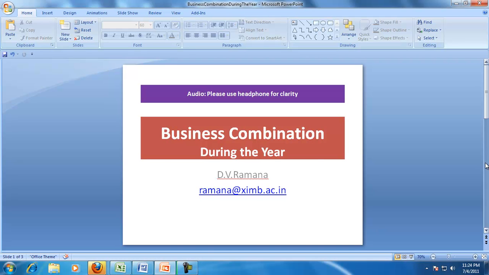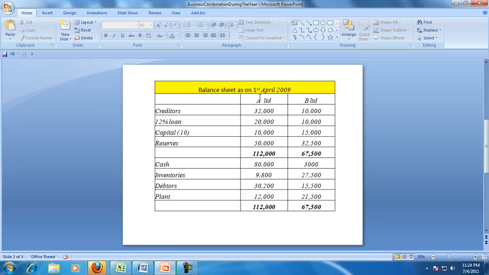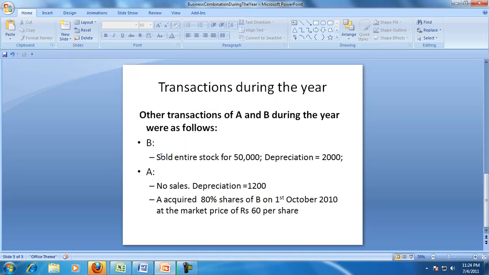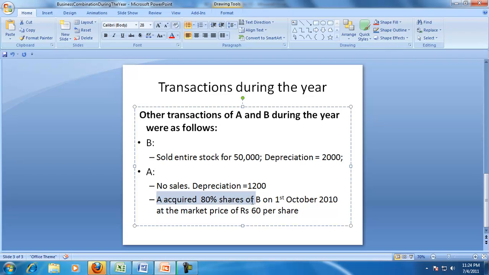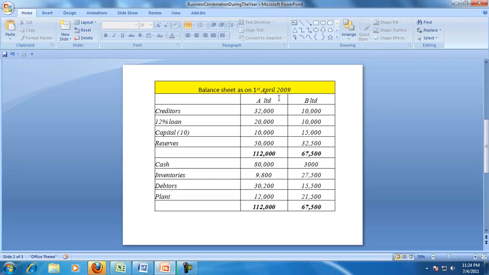For that, let us take an example. A and B are two companies, and A is acquiring shares of B with the following conditions. A acquires 80% stake in B on 1st October 2010, and this is the balance sheet on 1st April 2009.